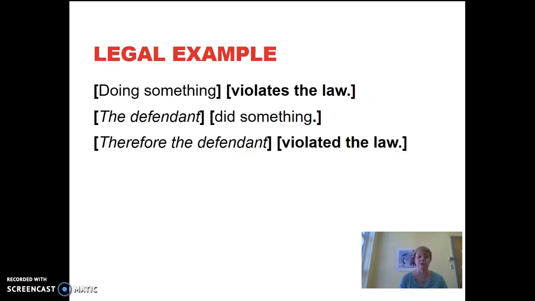Here's an example from the law. Doing something violates the law. The defendant did something. Therefore, the defendant violated the law. You can see how in a deductive argument, the premises build to the conclusion.